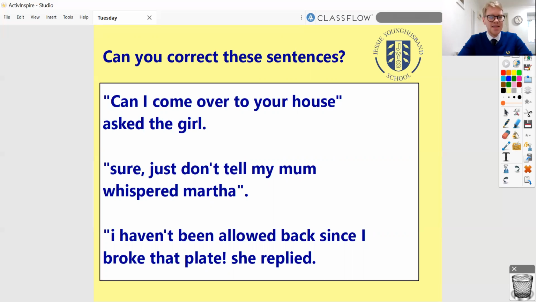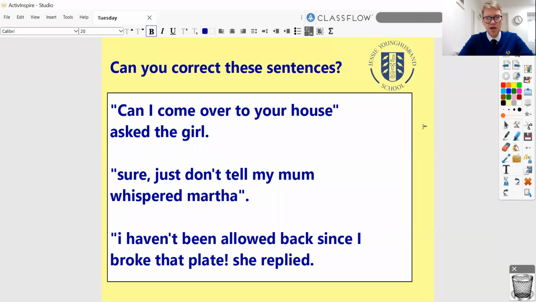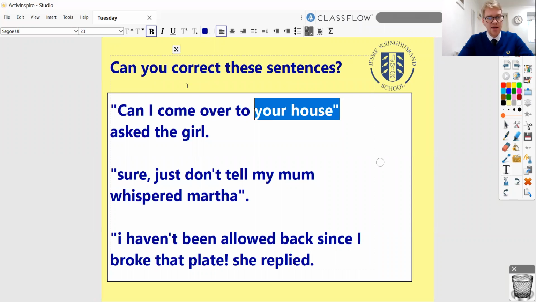So let's look at each of these in turn. And the first one says, "Can I come over to your house?" asked the girl. So first and foremost, I would say this is a question, isn't it? Can I come over to your house? And what do questions need? Question marks. And that's going to come inside of the inverted commas there. So I'm happy with that now. I think that's right. "Can I come over to your house?" asked the girl.